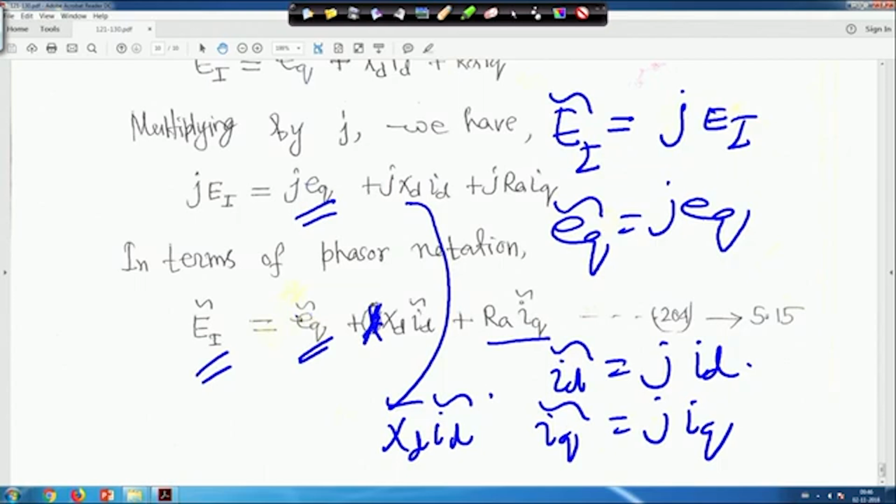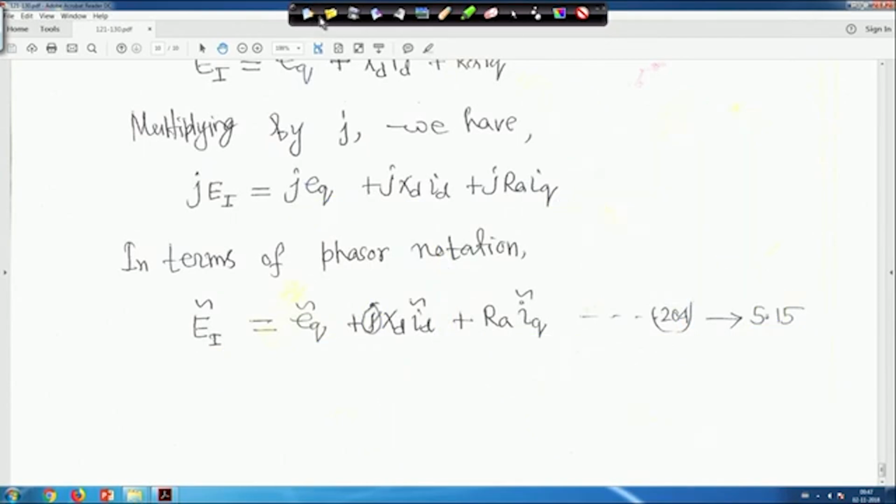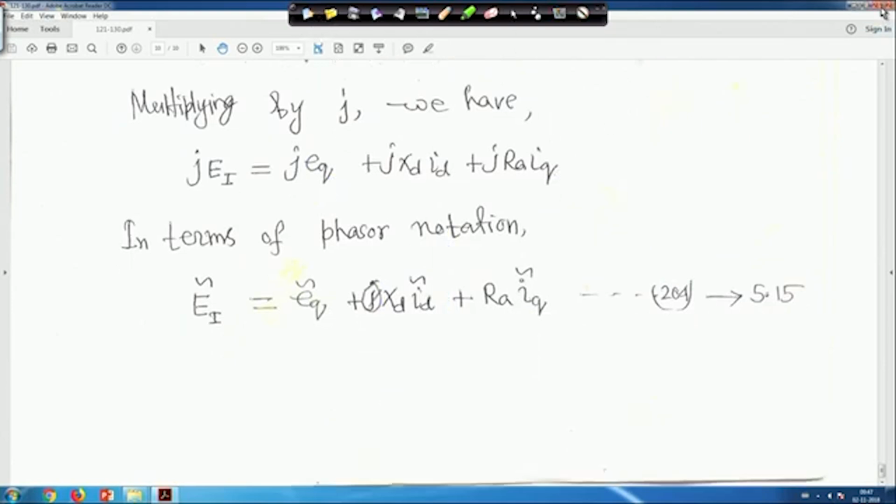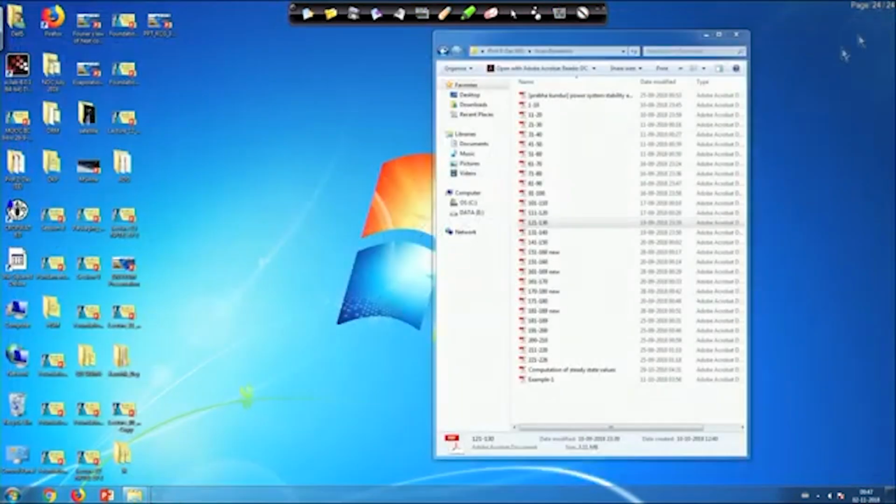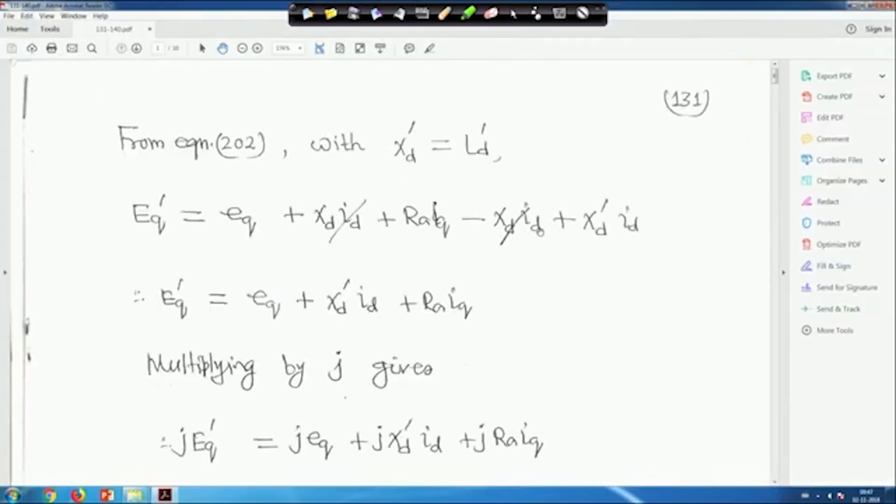So, just to represent that all a tilde is given, these are phasor quantities. So, this way we can write, and this is for my reference, and this is actually equation 204, right. So, we will go to the next page.